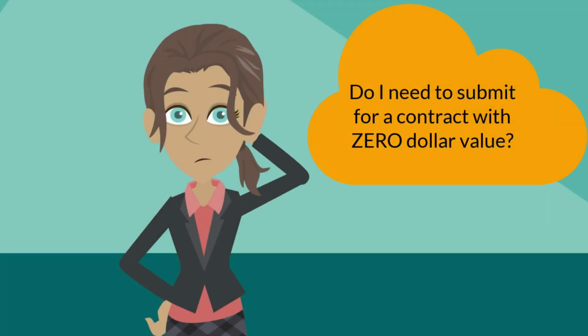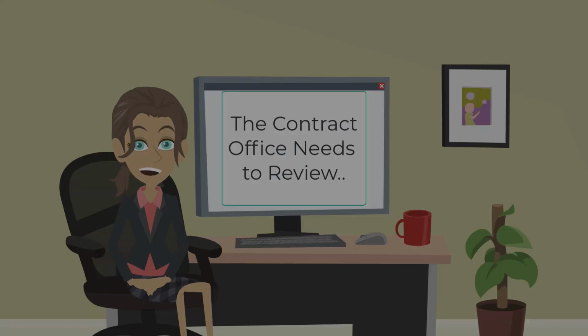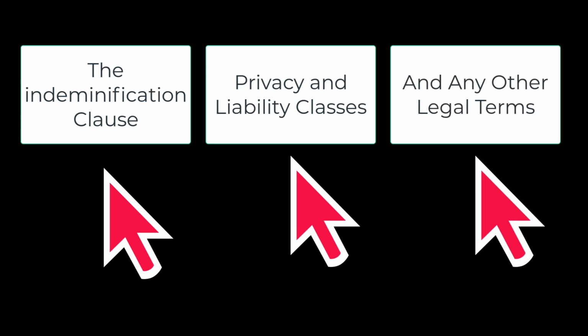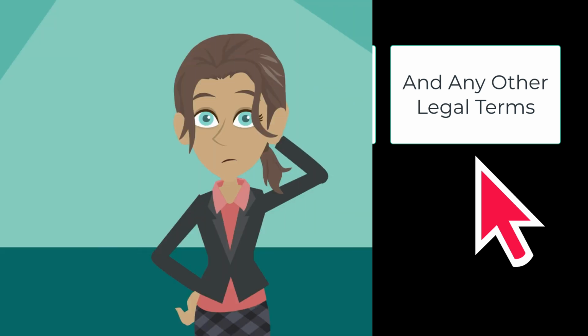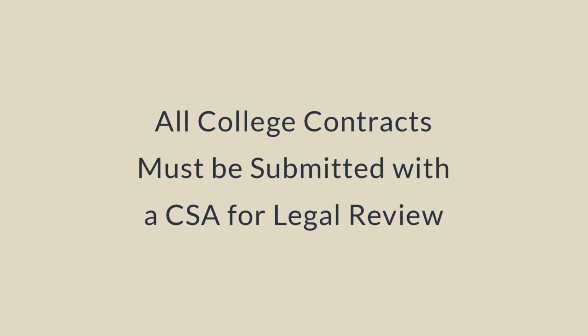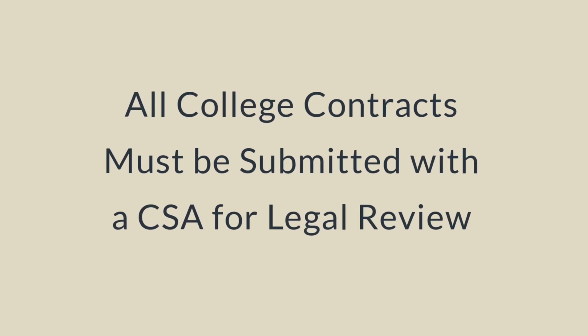Do I need to submit a CSA for a contract with $0 value? Yes, you do. The contracts office needs to review the indemnification clause, privacy and liability clauses, and any other legal terms of such contract. Why do I need to fill out a CSA? Per College Policy 1150, all college contracts, regardless of signature authority, must be submitted with a contract signature approval, CSA, form to contracts staff for legal review.